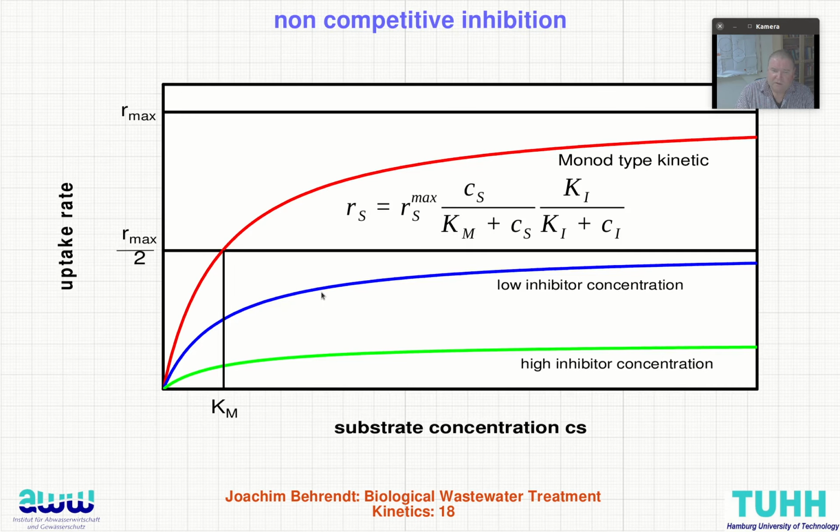Finally, we see in this case not only is the Km shifted, but mainly the maximum uptake rate becomes slower with increasing inhibitor concentration. If the inhibitor concentration is 0, then we have the normal Michaelis-Menten kinetics. But finally, the maximum rate is reduced in this case.